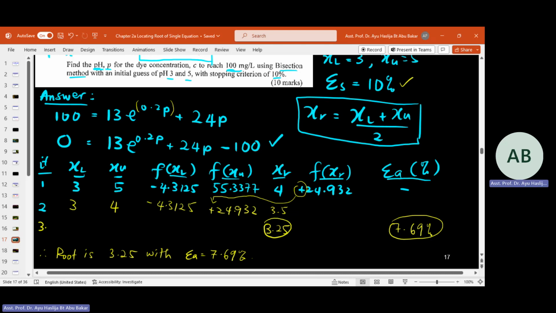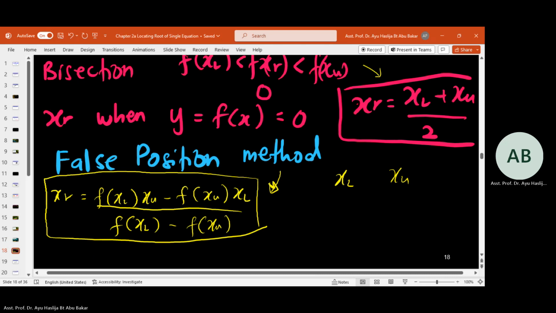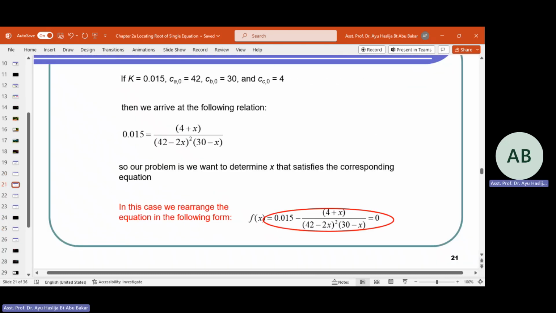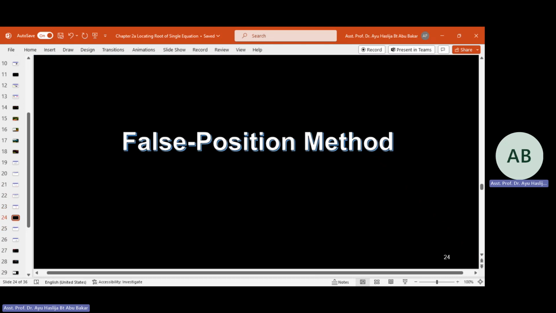Okay, Rabia, can you get it? Okay, I proceed with the next subtopic, the next method. This one later I will conclude. Okay, the next method, which is the false position method.